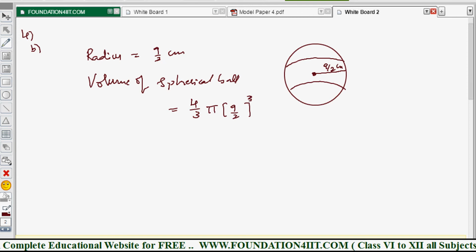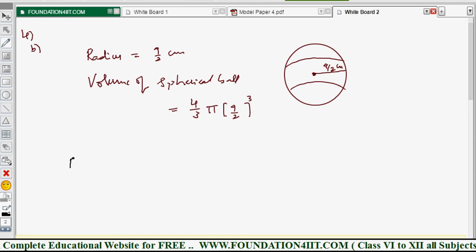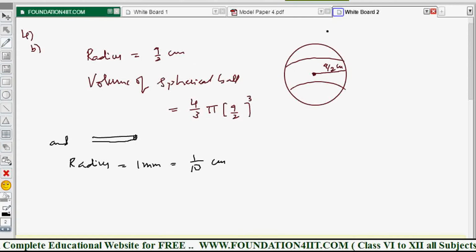Now from this they made a cylindrical wire. Okay, this is regarding the spherical ball and cylindrical wire radius. So cylindrical wire means this is a cylindrical shape. The cylinder formula we apply. From this, the radius is equal to 1 millimeter. If you convert into centimeters, 1 by 10 centimeters. Because according to the problem, they asked to find the length of the wire in meters. Let us take centimeters because the sphere is in centimeters. Then this is the radius, 1 by 10.